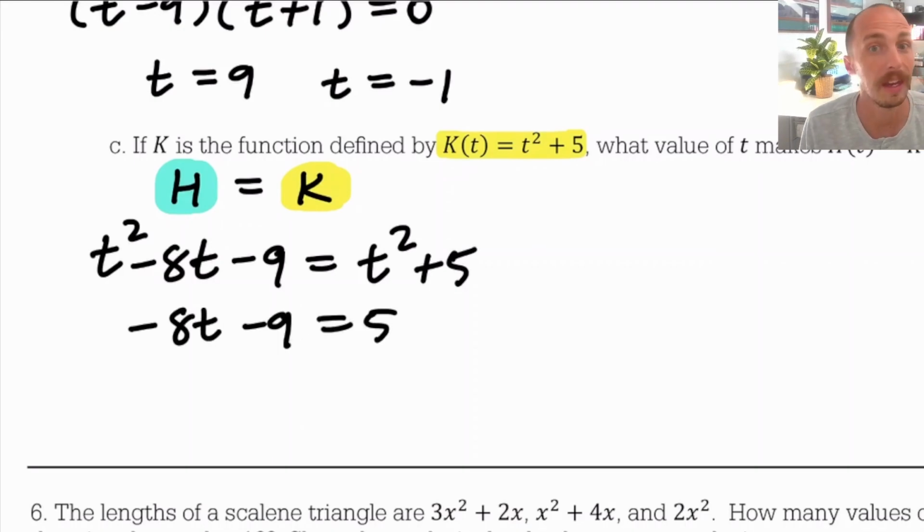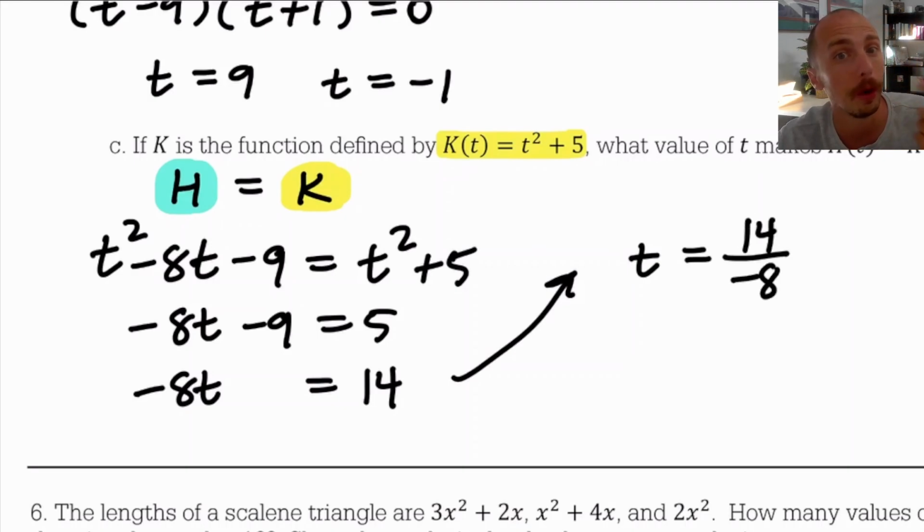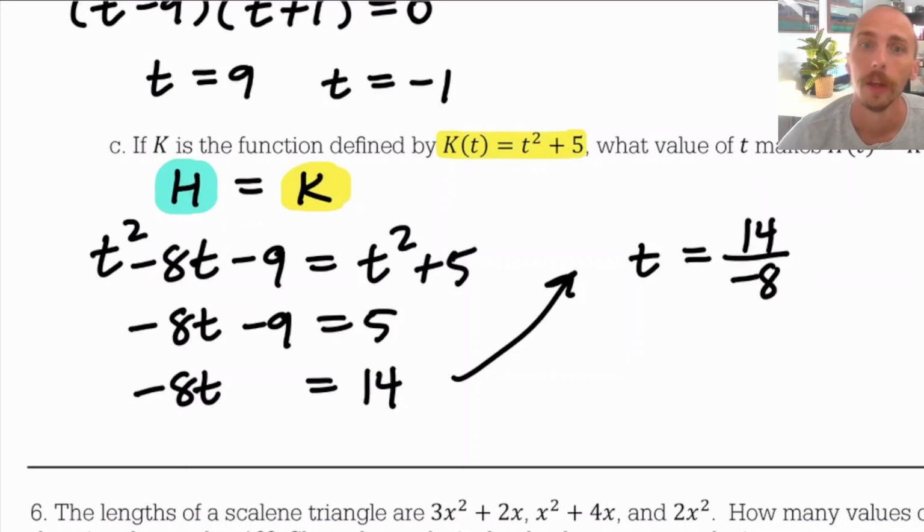Maybe I'll try to get rid of that 9 by adding 9 to both sides. So negative 8t equals 9 plus 5, which is 14. And I'll divide both sides by negative 8, and I'll get t equals 14 divided by negative 8. Those are both even numbers, so I know I can go farther. I can simplify. So I'm going to say that's 7 over negative 4. 7 over negative 4 is fine. You can call that negative 7 over positive 4, however you want it. But we do need to simplify that.